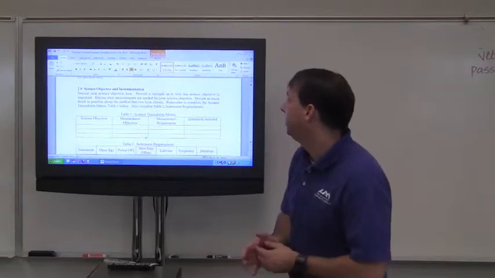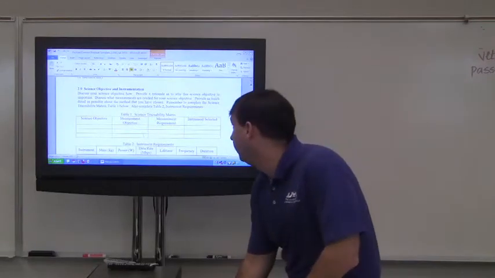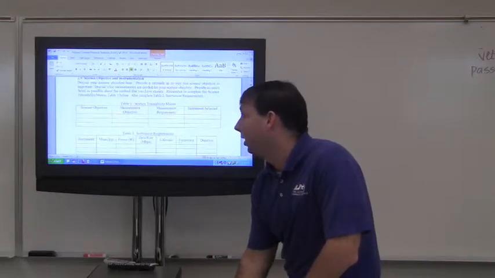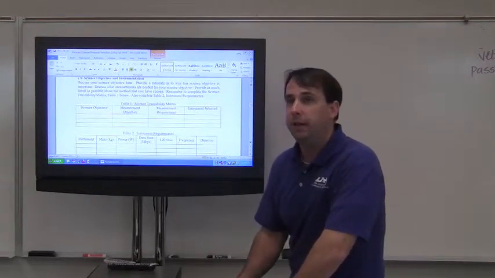Remember to complete the science traceability matrix in table 1 below. Table 2 is the instrument requirements. And then I think there's a table 3. Table 3 is the support equipment table. So fill in those tables. You've done this all semester. We've seen this. Fill the information in.